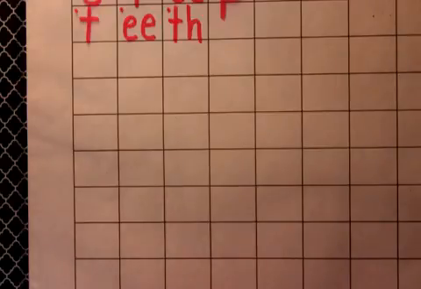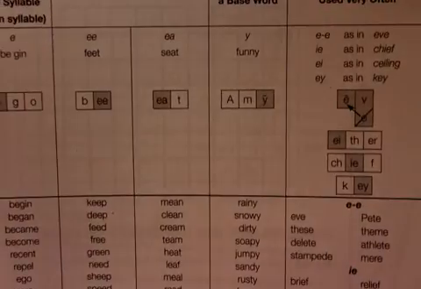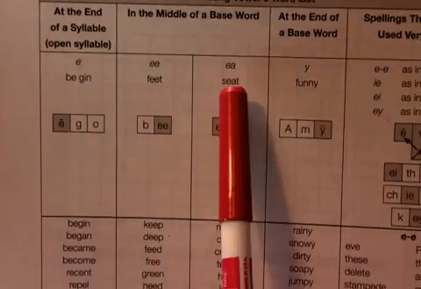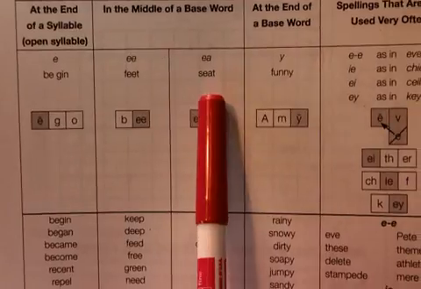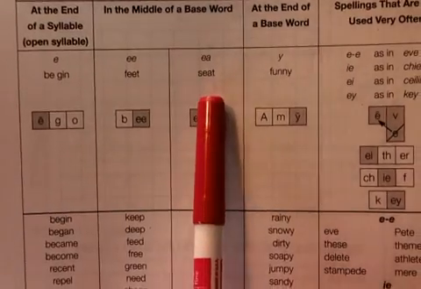Alright, so we did the two E's representing the long E sound. Now we're going to do the EA. Let me pull my book out again. Now we're going to do the EA representing the long E sound.